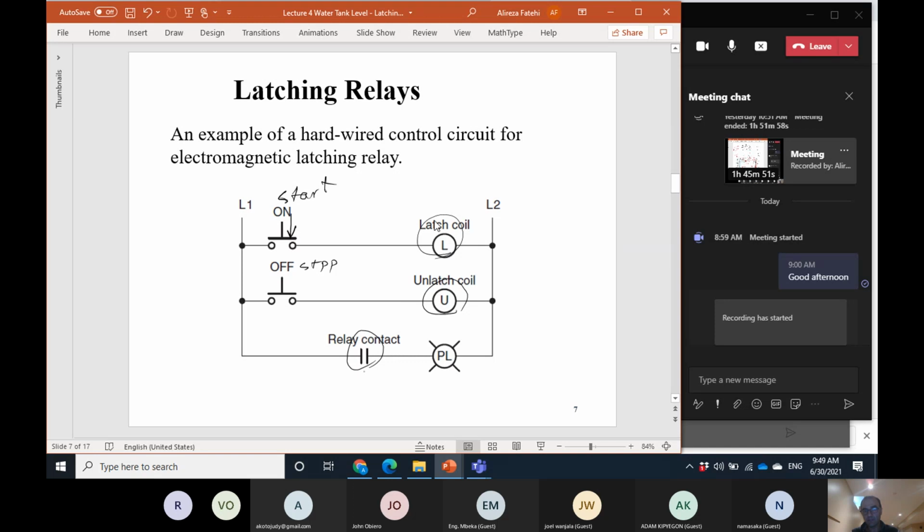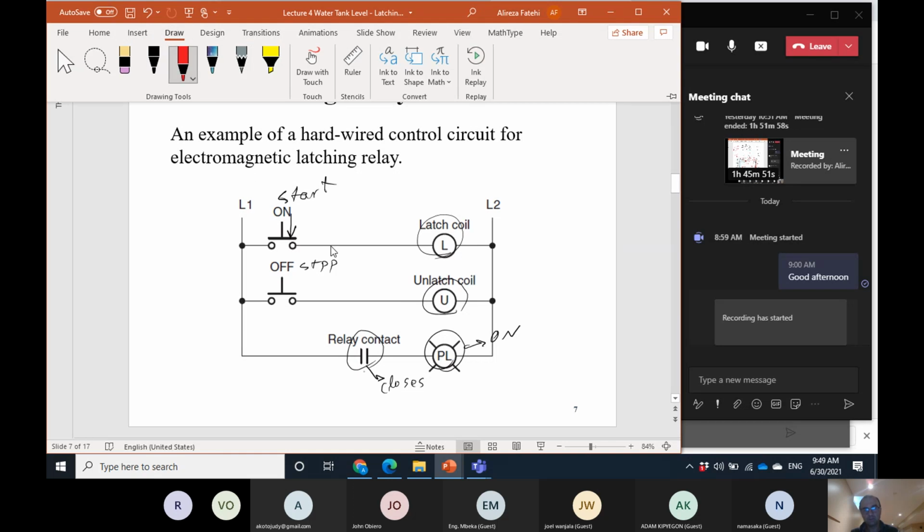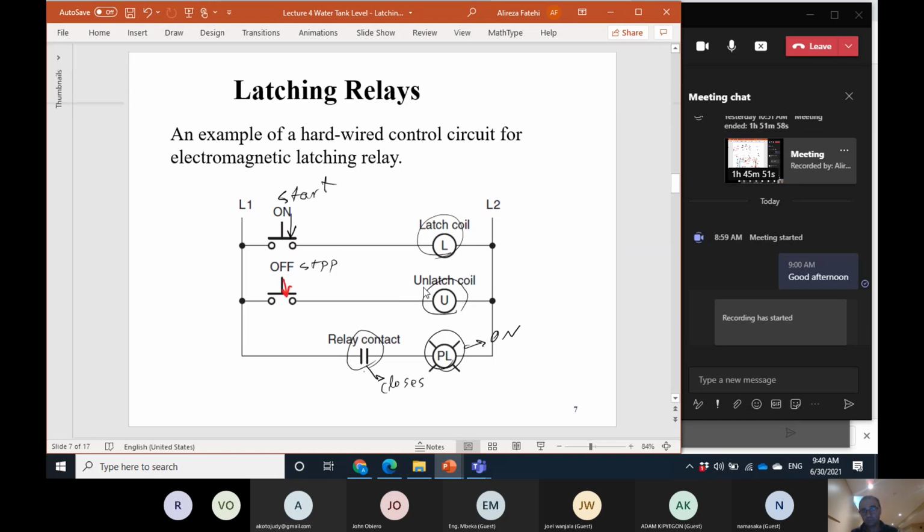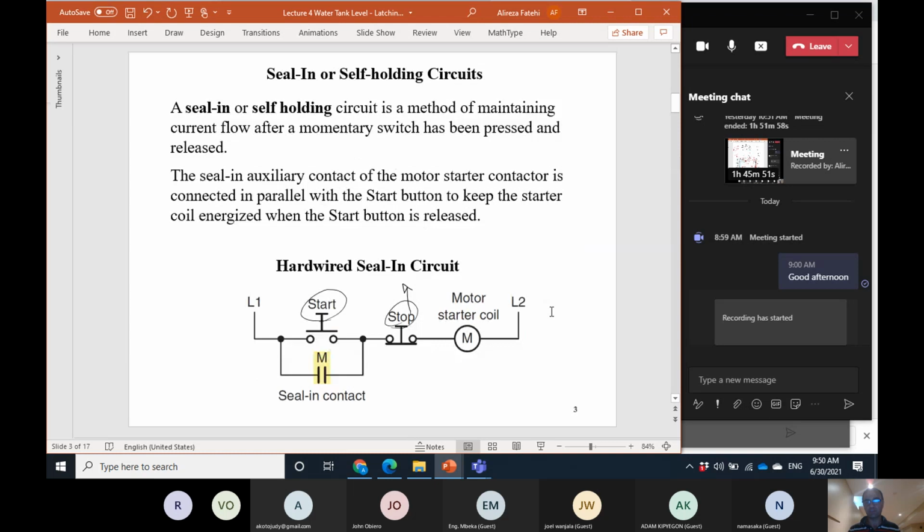So if you push this, this latch energizes, and so this turns to 1, or let's say this closes. And so the pilot light turns on. If we push this one, this energizes, and as a result, this opens, and so this goes off. So from the operator's point of view, this operation is exactly equal to this one. There's no difference between them.